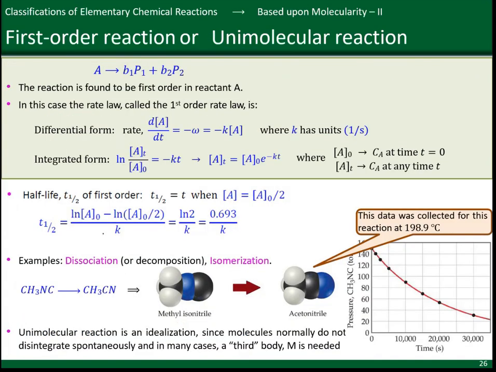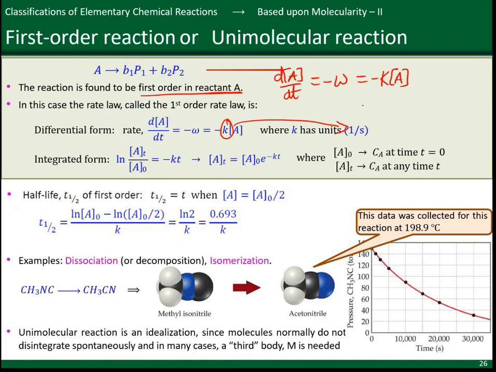Now let's talk a little bit more about the first order or unimolecular reaction. Let's say we have this reactant A, which is breaking down and forming two products. It's first order in terms of reactant A. I can write the rate of change of the concentration of reactant A as equal to the reaction rate omega, and this is equal to the reaction rate coefficient k times the concentration of reactant A. In this particular case, the reaction rate coefficient, or rate constant, has the units 1 per second. It depends, as we said, simply on the order of the reaction that we're dealing with.